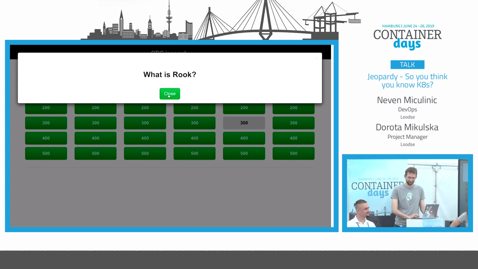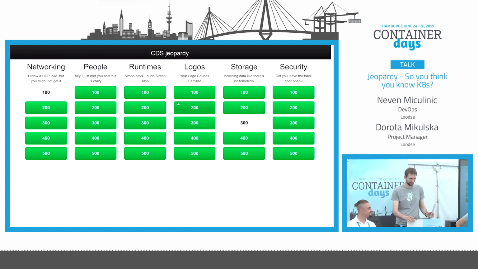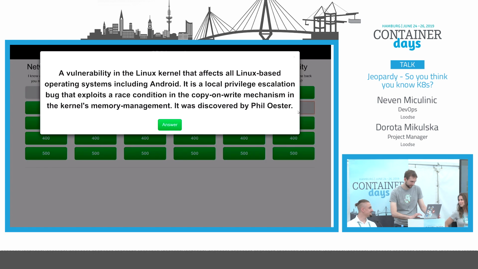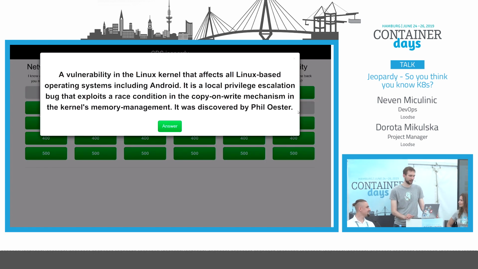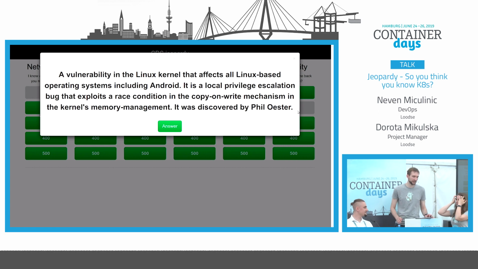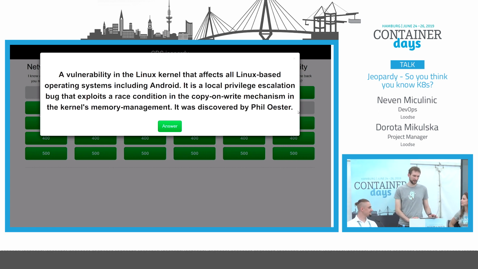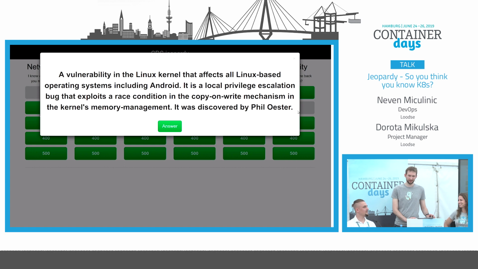What's the next category and points? Security for 200. A vulnerability in the Linux kernel that affects all Linux-based operating systems, including Android. It is a local privilege escalation bug that exploits a race condition in the copy-on-write mechanism in the kernel memory management. Discovered by Philip Oyster. There were so many actually.